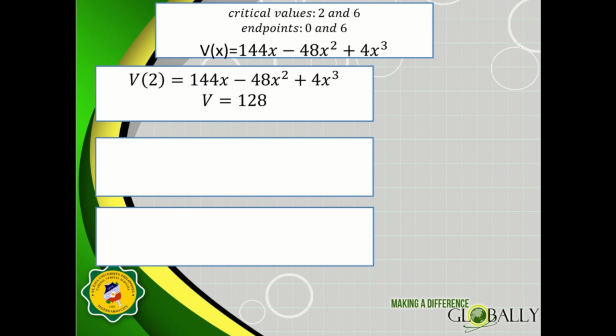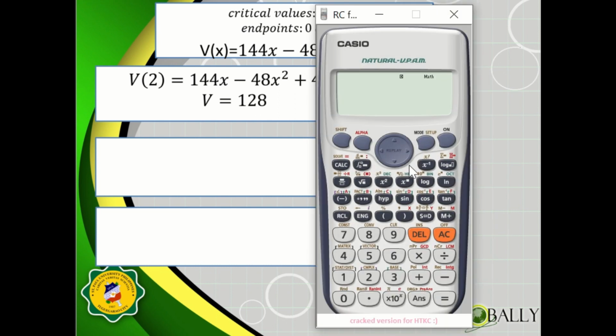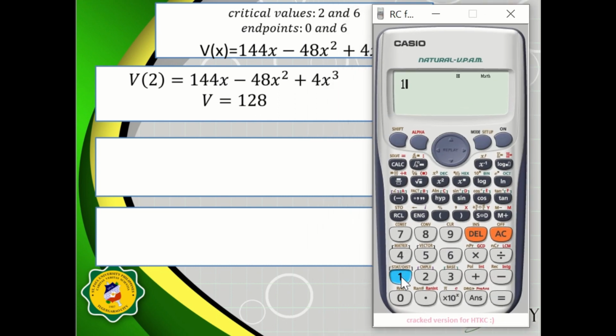128. To verify this, let's use our calculator. 144x minus 48x squared plus 4x cubed. Then click calc, then input 2 since we're using 2 as the value of x. And correct, this will give us 128.